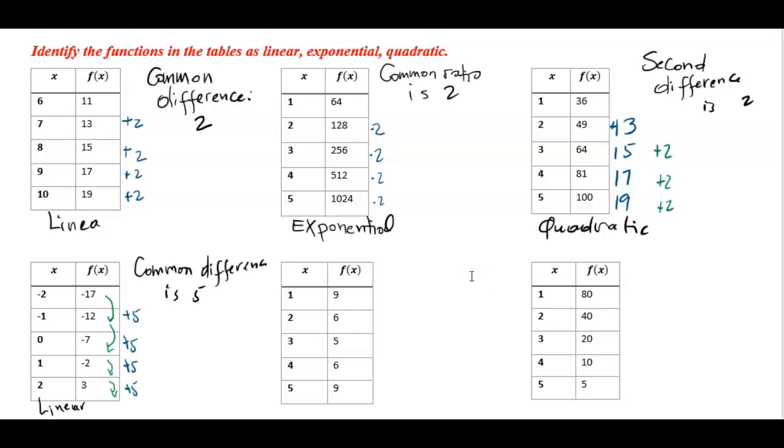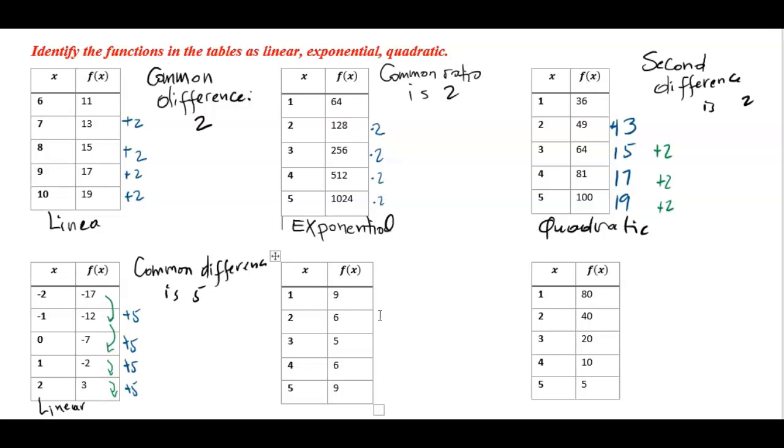So if we subtract 3 from 9, you get 6. But if you subtract 3 from 6, you don't get 5. Okay, so 9 minus 3 is 6, but 6 minus 3 is not 5. So therefore, there is not a common difference.